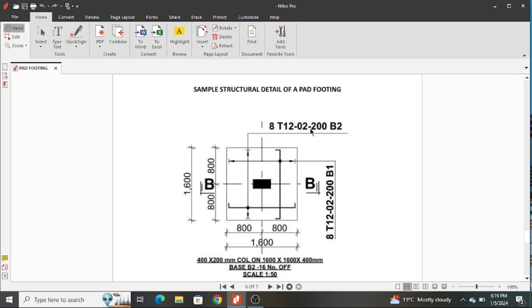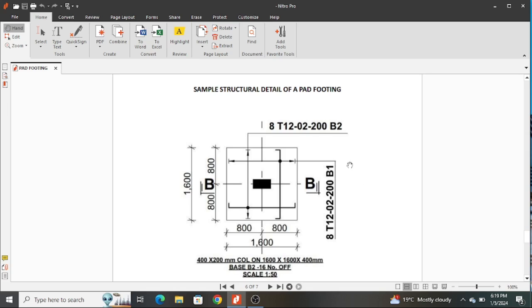This is the barcode, and they are spaced 200 millimeters center to center, and they have been dimensioned as bottom 2. And then in this other direction, you also have 12 millimeter bars. They are 8 in number. This number is the same because the pad size was also the same, and this one was bottom 1.